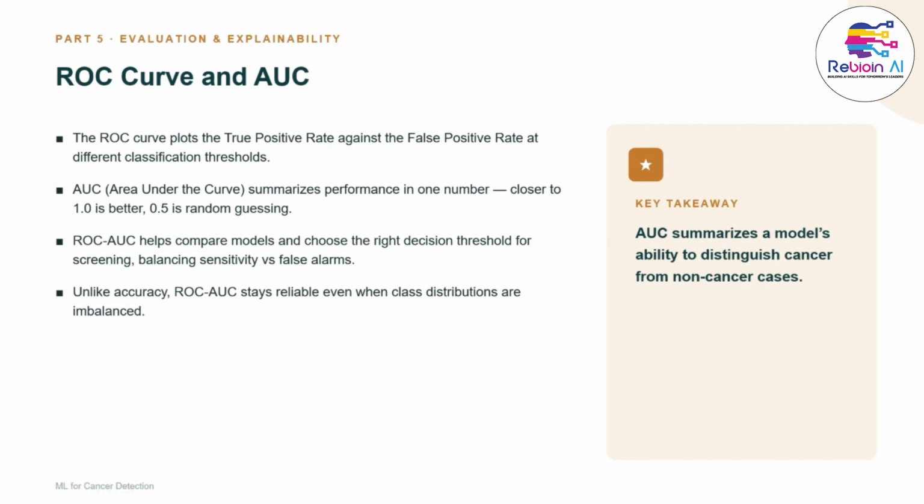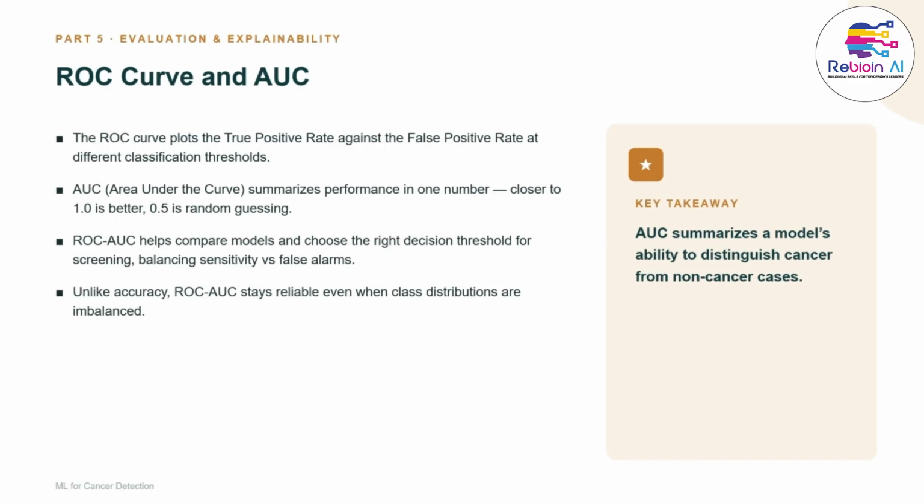Now, a classification model doesn't just output malignant or benign directly. It usually outputs a probability, like an 87% chance of malignant. And we choose a threshold, commonly 50%, above which we call it malignant. The ROC curve helps us understand the trade-off involved as we slide that threshold from 0 to 1, plotting the true positive rate against the false positive rate.